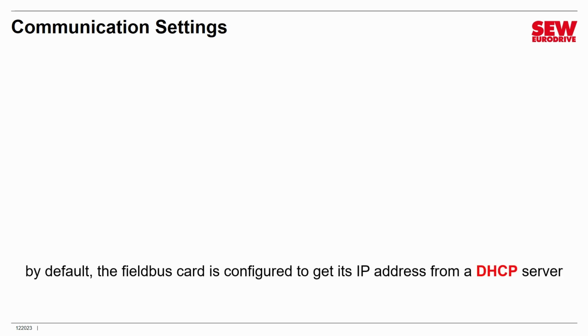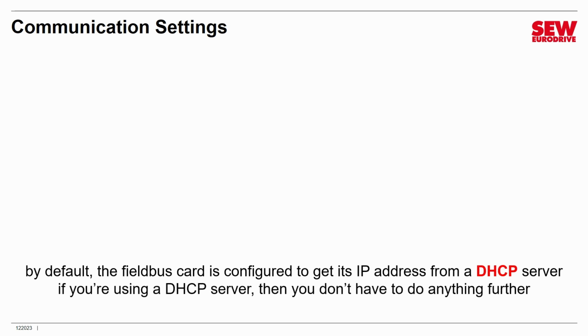Now, by default, the Fieldbus card is configured to get its IP address from a DHCP server. And in case you've forgotten it, DHCP stands for Domain Host Control Protocol. A DHCP server hands out IP addresses automatically to devices that request them. So if you're using a DHCP server, you don't have to do anything else. Just plug everything together, your server will hand the Fieldbus card an IP address, and everything will be all set.